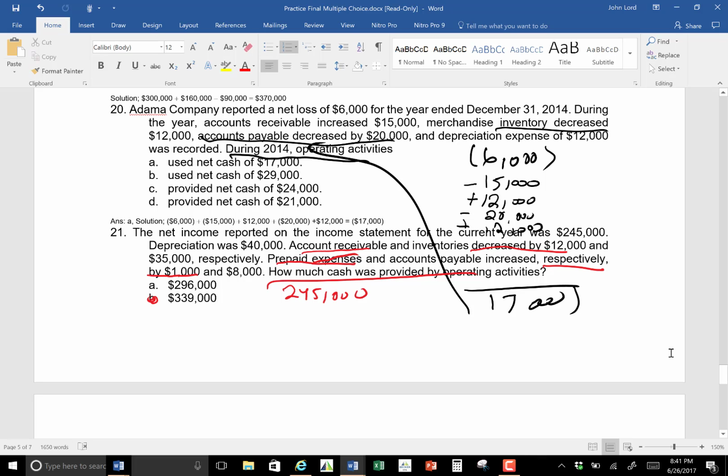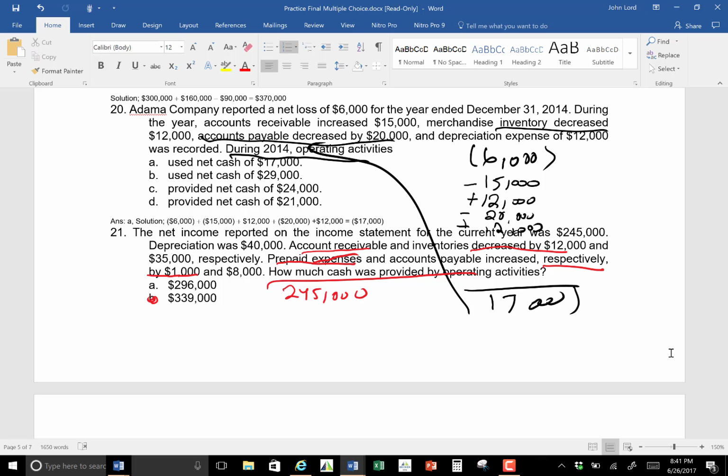ADMA company reported a net loss of 6,000. So loss is a negative net income, isn't it? So I put that down as net income. During the year, accounts receivable increased 15,000. Is accounts receivable an asset? If it is, you do the opposite, you subtract it. It increased, you subtract it, right? Okay.